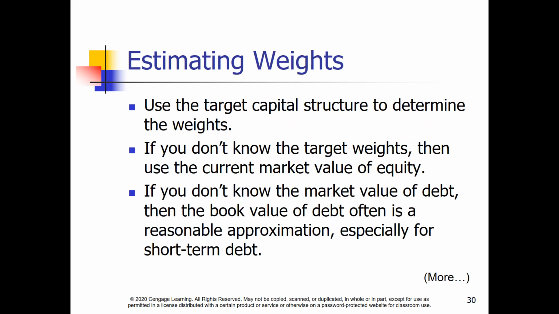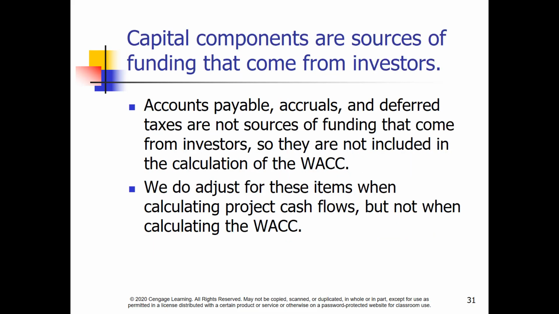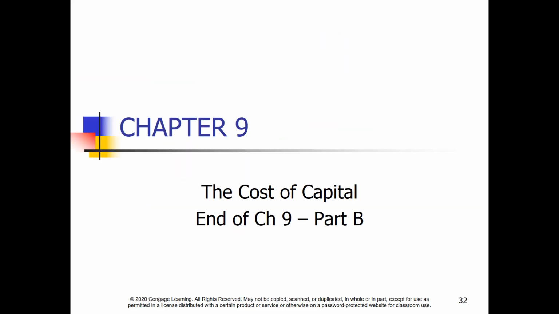Target weights are the best if you know them. Market value weights are the best alternative to target weights. The book value of debt can be used, especially if it's short-term debt. And finally, capital components are sources of capital that come from investors: common equity, preferred equity, and debt. That's all. That ends Chapter 9.